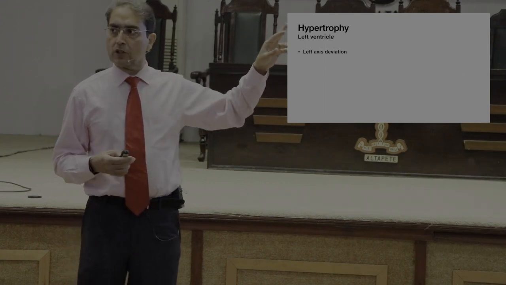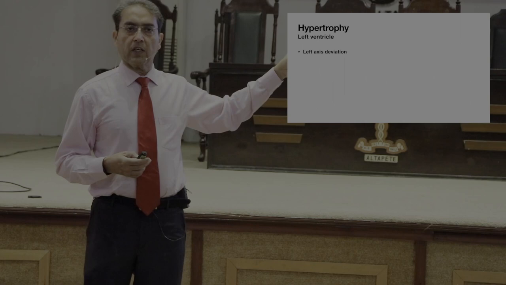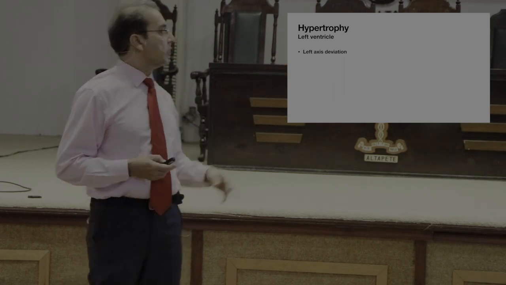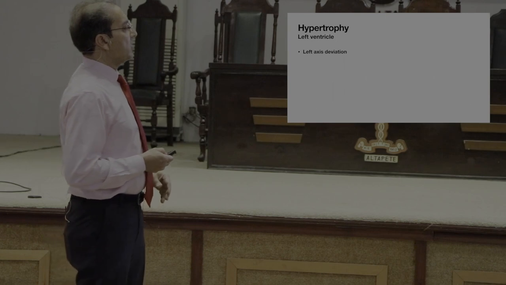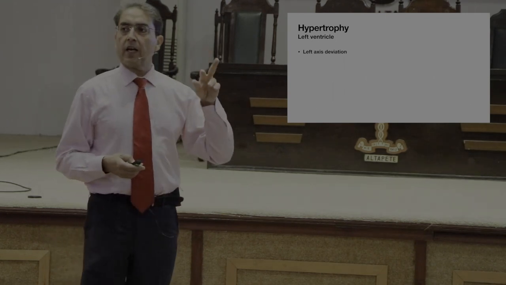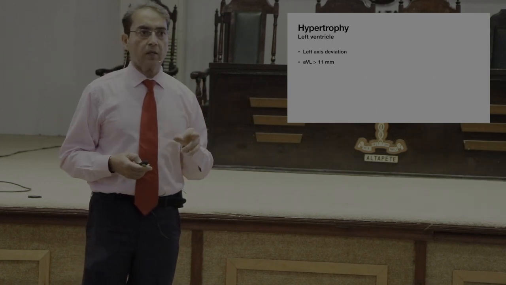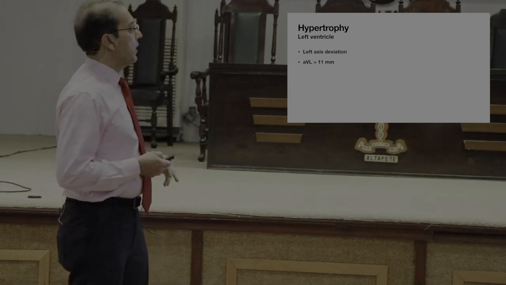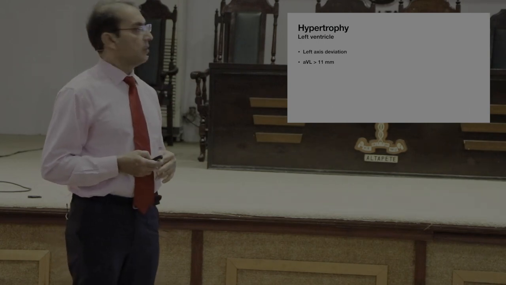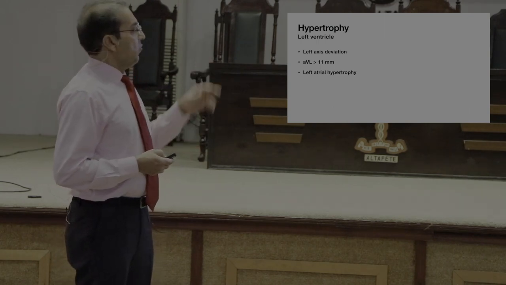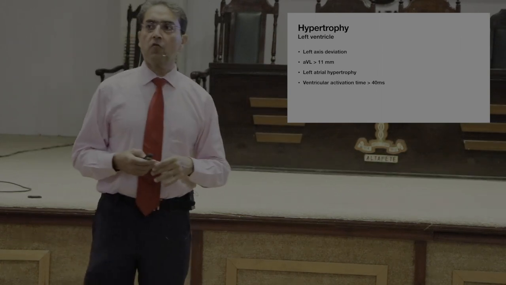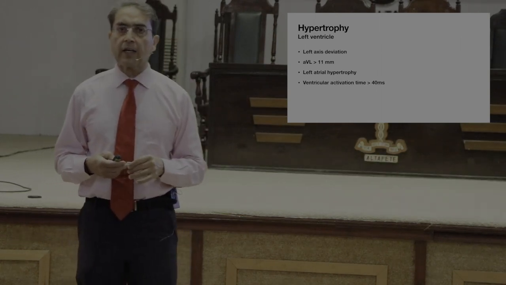Voltage criteria is more sensitive, but the criteria we are going to see is more specific for left ventricular hypertrophy. We see if there is left axis deviation, if lead aVL is more than 11 millimeters tall, more than 11 small squares, if there is left atrial hypertrophy, ventricular activation time is more than 40 milliseconds. Now, what is this ventricular activation time?